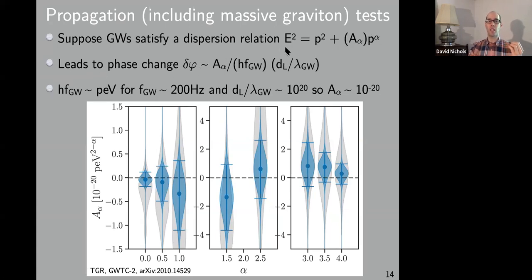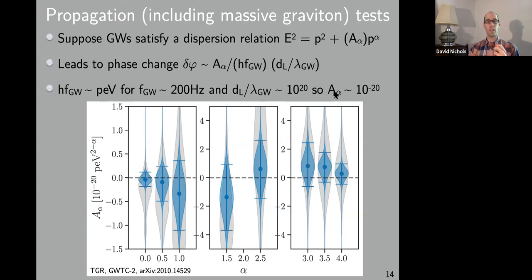So if one has this dispersion relationship, it leads to a change in the phase where you can estimate the order of magnitude of this effect as going like, say, A, the coefficient here, sub alpha, divided by the characteristic energy of a graviton of the characteristic frequencies of binary black hole mergers, so a few hundred hertz. And this, h bar omega, or hf, is sort of PeV scale for the typical binary black hole systems. And then the size of the dephasing basically depends on the ratio of this scale times essentially the number of gravitational wavelengths between the source and the Earth. That's this luminosity distance divided by the gravitational wavelength.